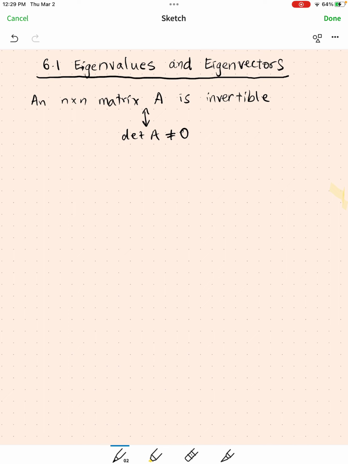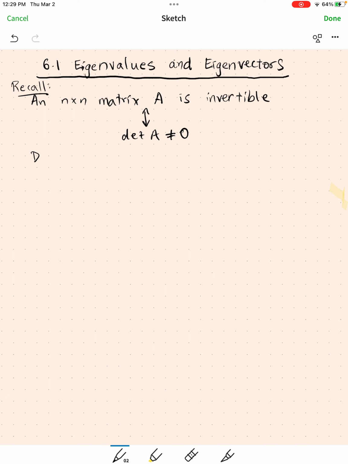And it turns out that for this section, 6.1, and the next section, 6.2, that is really the key fact that we need about the determinant. Okay, so that was just to review this fact because we're going to need it. So anyway, let's jump to eigenvalues and eigenvectors. So can I give the general definition?